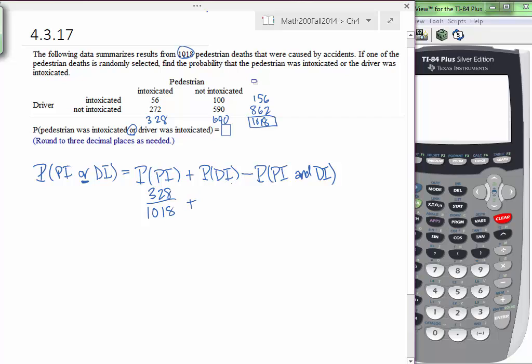If we randomly select an accident, and we want to find out when the driver was intoxicated, the driver intoxicated would be the first row. There's 156 of them over 1018. Now, we added these two numbers over the grand total, but if we noted, we counted 56 twice. We counted the drivers that were intoxicated and the pedestrian intoxicated. We counted 56 when we took 328, and we counted 56 when we took 156 over the big denominator. So this was counted twice, and we need to subtract that out, and that is the probability that we select an accident where the driver was intoxicated and the pedestrian was intoxicated.